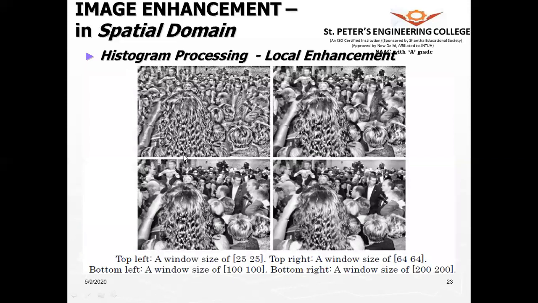So this is the window size of 25 by 25, and this is by using 64 by 64, 100 by 100, and 200 by 200, where the picture is more clear. This is local enhancement. So you take a local pixel size of 25 by 25 and then perform equalization and matching. So this is the result obtained.